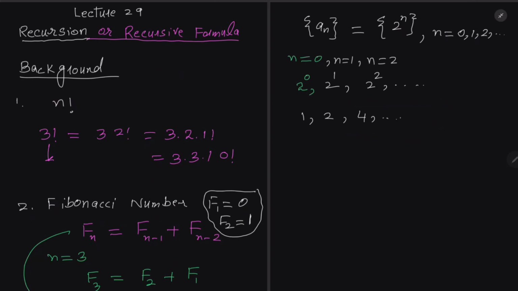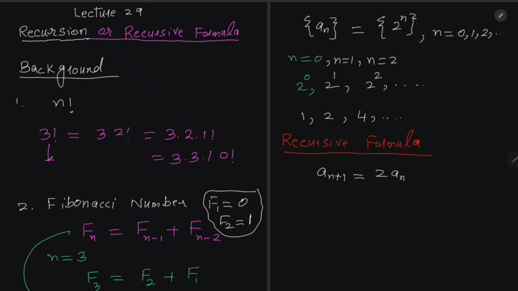Now, if the same sequence can be generated from another method, which is the recursive formula, how would you do that? Through recursion, we want to find the formula for the above sequence. Suppose we have a(n+1) equal to 2an.